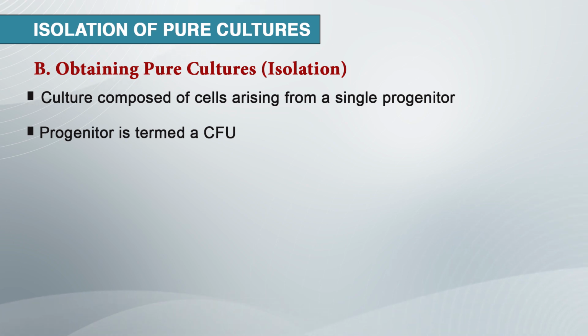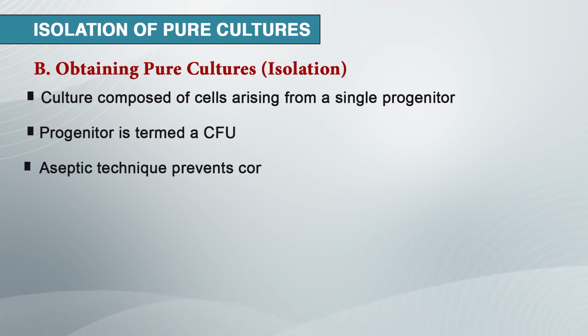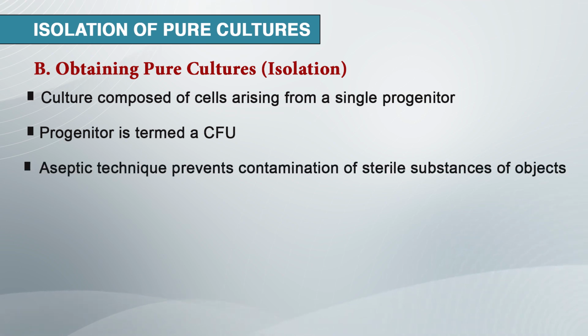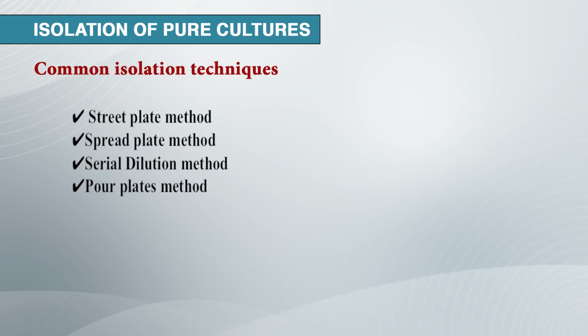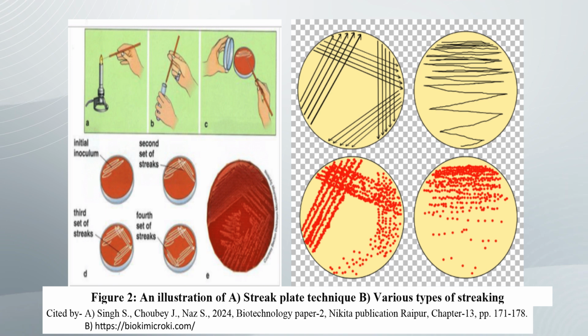Progenitor is termed as CFU. Then aseptic technique prevents contamination and sterilizes objects. The common isolation techniques are four: streak plate method, split plate method, serial dilution method and pour plate method. Now, the streak plate method. The streak plate method is based on the principle of dilution.